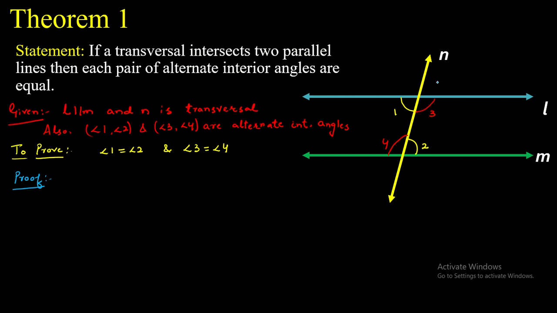We know that when a transversal intersects these two parallel lines, then corresponding angles are equal. Let's consider this as angle 5. So we have here, since N is parallel to M and N is transversal, by using the corresponding angle axiom, we can simply say that angle 4 is equal to angle 5 because of the corresponding angle axiom.